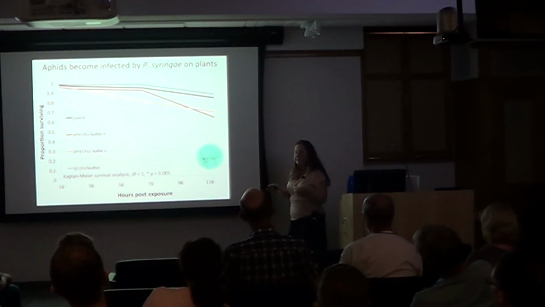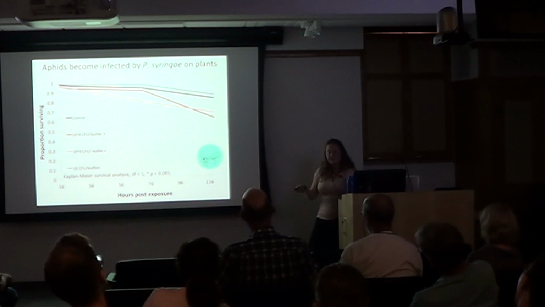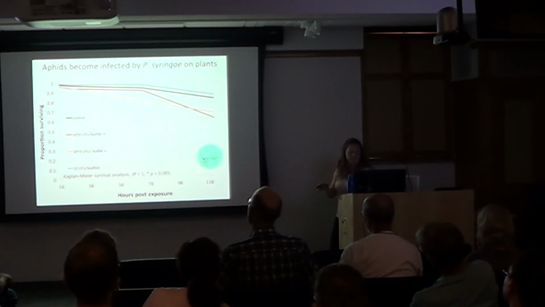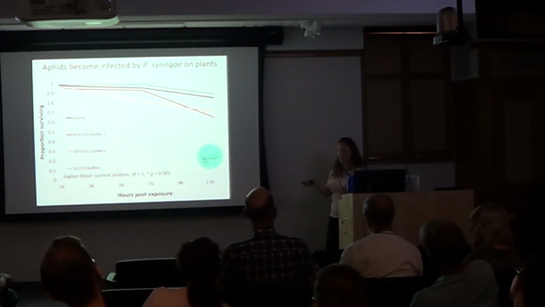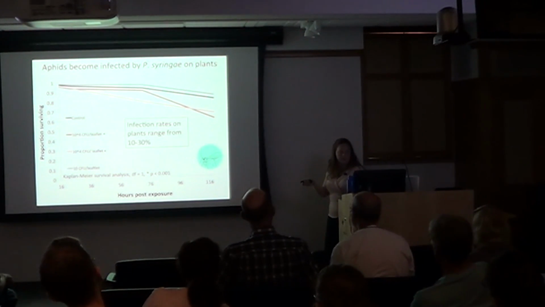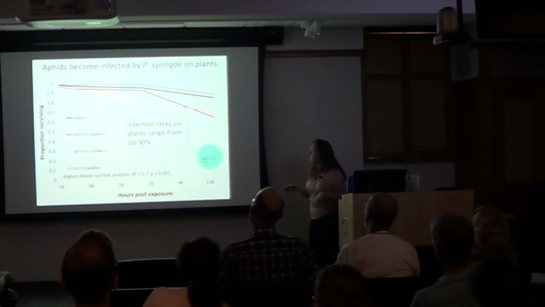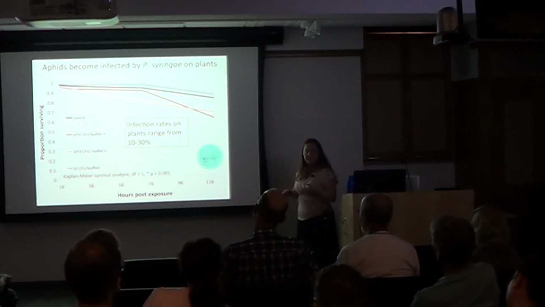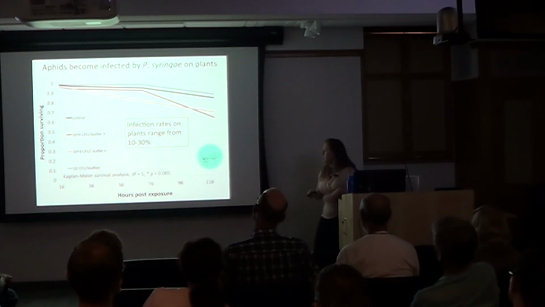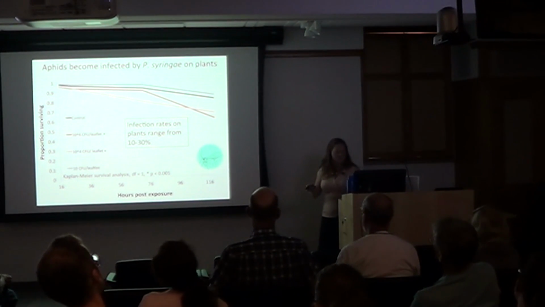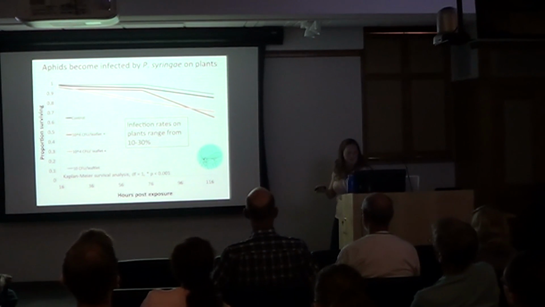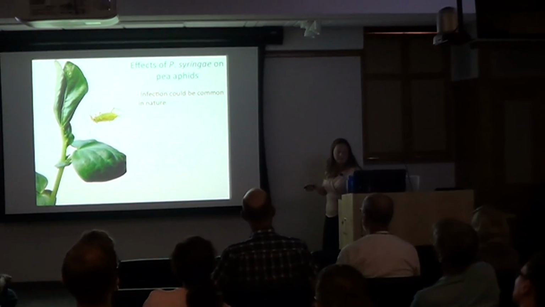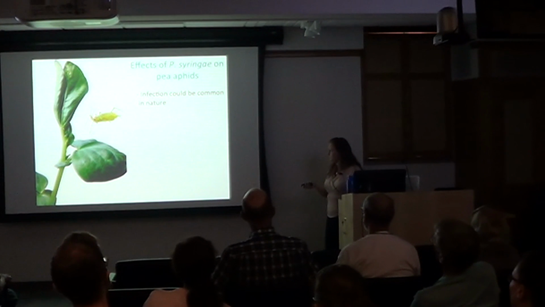So these are population numbers that you could actually find on leaves in nature. This was done in a greenhouse, but it's certainly something that you could imagine happening in nature. And in fact, we see infection rates on plants of about 10 to 30% of aphids becoming infected, depending on the conditions. So it's a significant effect here, where a lot of the aphids are potentially getting infected, suggesting that this could be common in nature.